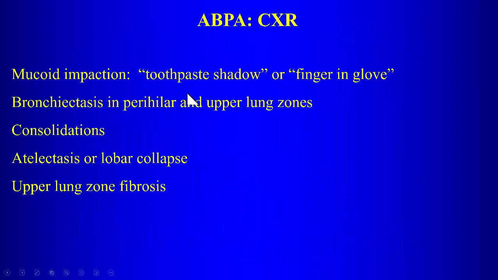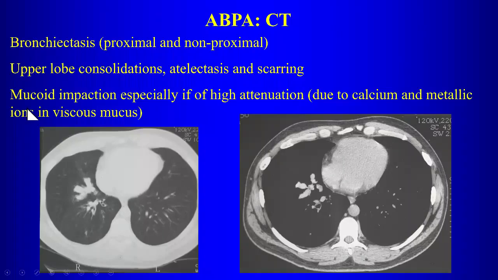So the radiographic findings, we talk about the toothpaste shadow or the finger and glove sign. These are signs of mucoid impaction. They can have bronchiectasis, perihilar or upper lungs. They can have consolidations, atelectasis, upper lung fibrosis. So here you have this branching tubular opacity. When we see branching tubular opacities like that, especially more towards the central region of the lung, we think of mucoid impaction. This is the finger and glove sign. Right? So in an asthmatic with this, then we might think of allergic bronchopulmonary aspergillosis.